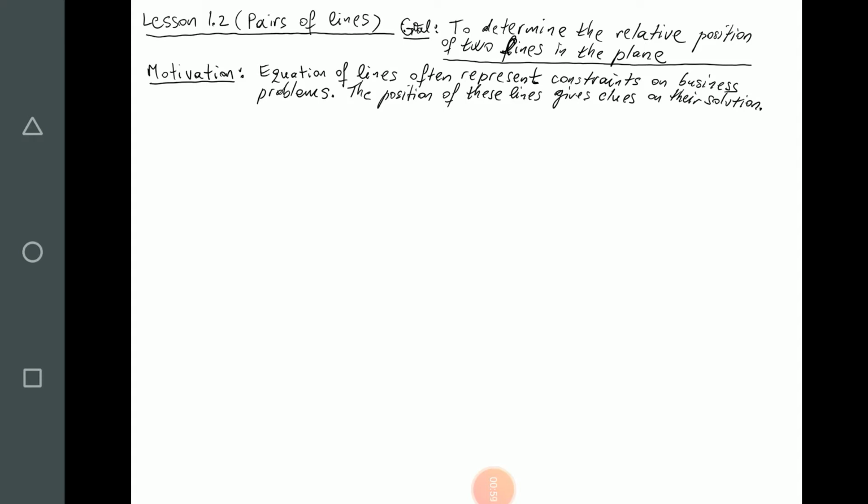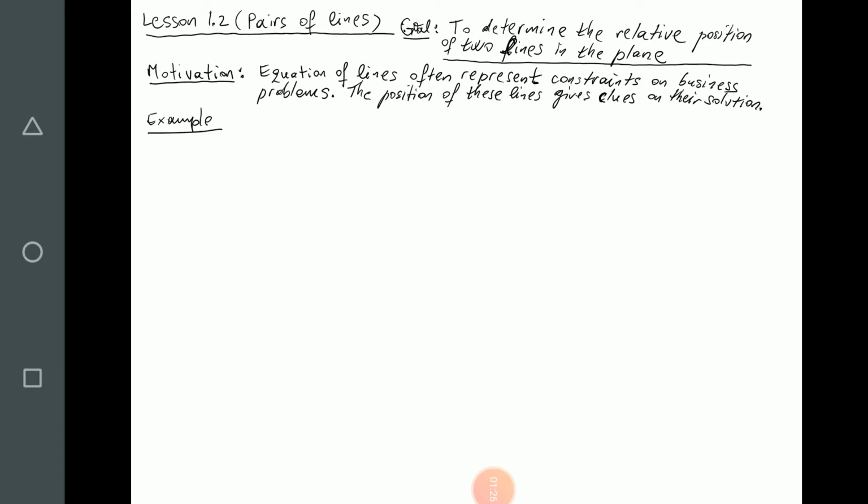So the position of these lines in the plane gives clues on their solution. By looking at how these two lines, which again often represent constraints on business problems, are positioned, we can gain some information about the existence of solutions of that problem. So let's actually write down an example.